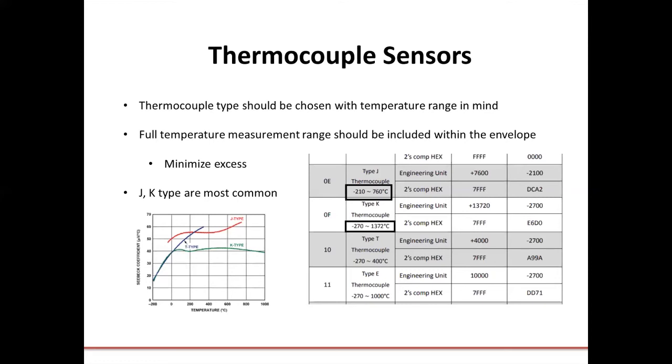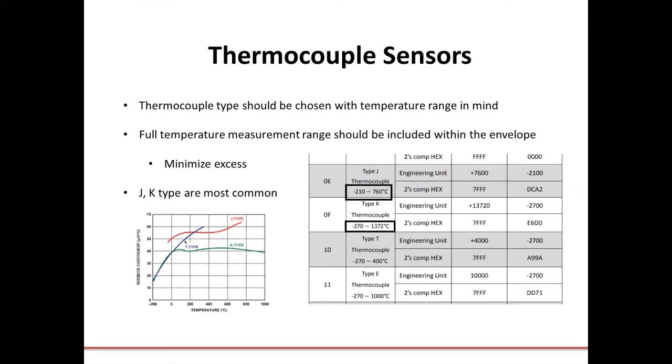So for instance, the T-type will give you the best results within the range shown in the blue line, but it doesn't go as high as J-type or K-type. K-type would be used for higher temperature ranges, J-type for the middle ranges, and T-type for the lower ranges. So you want to pay attention to the maximum and minimum temperature of each thermocouple type and choose the proper thermocouple, which will give you the best results.